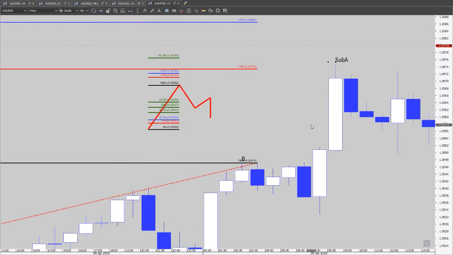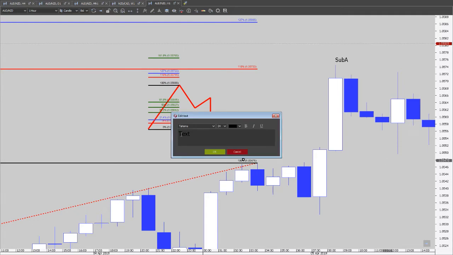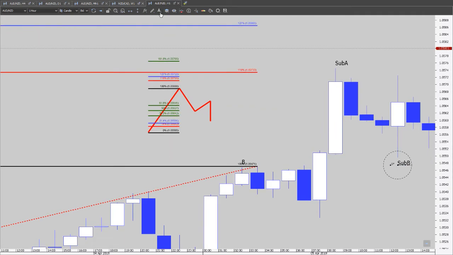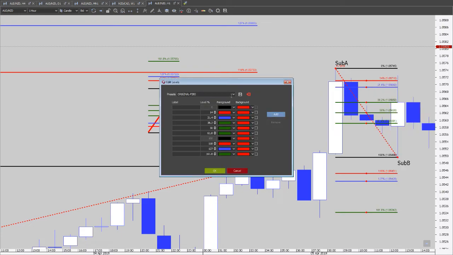Let's wait, let's wait. Bam. Now finally the market gave us the sub B. So this is the sub A, this is the sub B, right? And we can draw the contrarian Fibonacci on this one. Let's color code it differently.